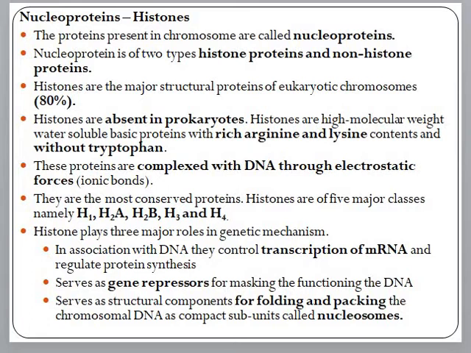Histones are highly conserved and they are categorized into 5 major classes: H1, H2A, H2B, H3 and H4. The major roles of histones in genetic mechanism are: they control transcription of messenger RNA, they serve as gene repressors, they do folding and packing of chromosomal DNA into small units called nucleosomes.